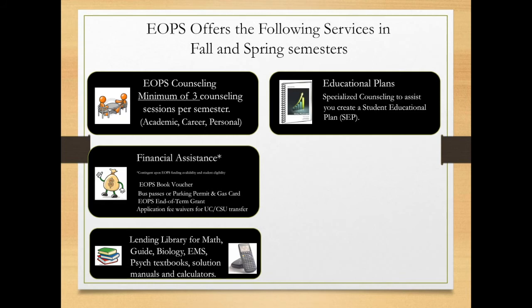And think of the educational plan as a roadmap. It's how we're going to get you from where you are right now to where you want to be in the future. We're going to lay out all the classes that you need, and that might include general education and major and elective classes. And we'll even create a semester-by-semester plan so that you know exactly how long this goal is going to take you.